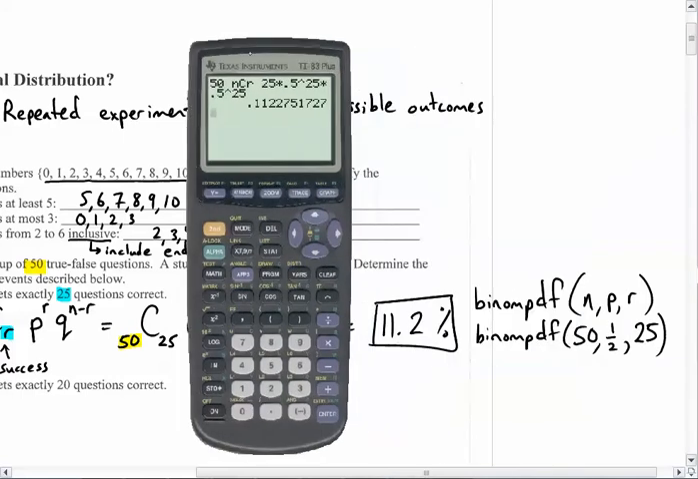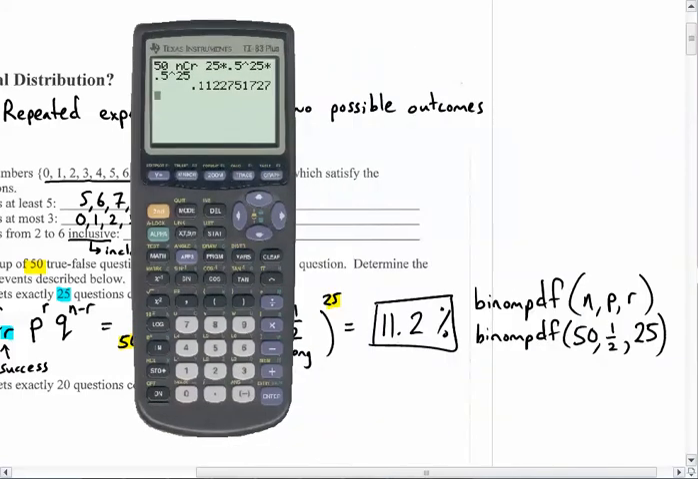So in order to find the binomial PDF function, you can go to your catalog, second 0, and jump down to the B section by pushing the button that has a B right above it, the apps button, and go down to binomial PDF, and we'll type in 50, comma, 1/2, comma, 25, commas right above the 7. And we also get 11.2%.